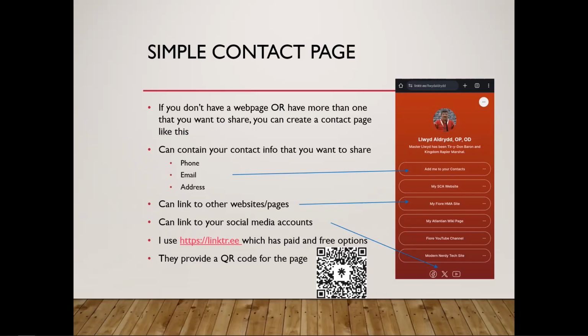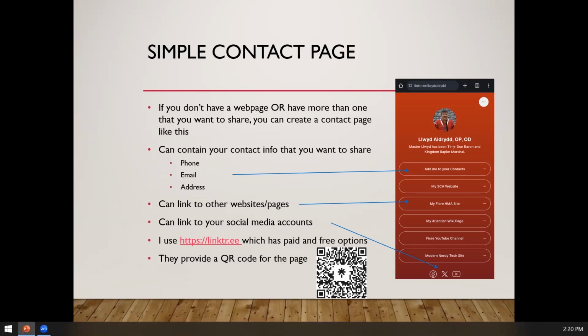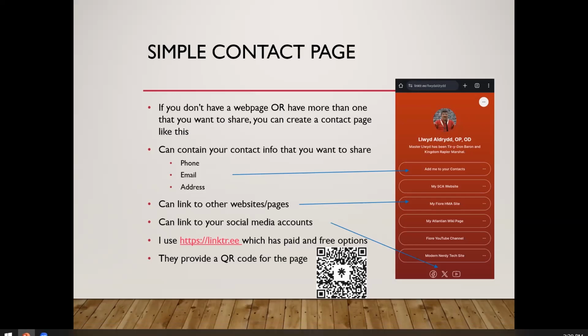One option is to make a simple contact page. Either if you don't have a web page, or if you have more than one that you want to share, you can create a contact page like this one. This can contain your contact information that you want to share. It doesn't have to be all of it, but any of the options that you want to share: your phone, your email, your address. It can link to other web pages or sites. It can link to your social media accounts.